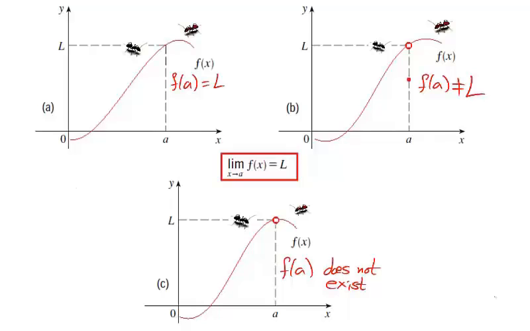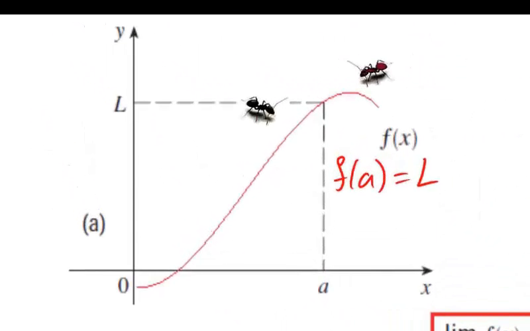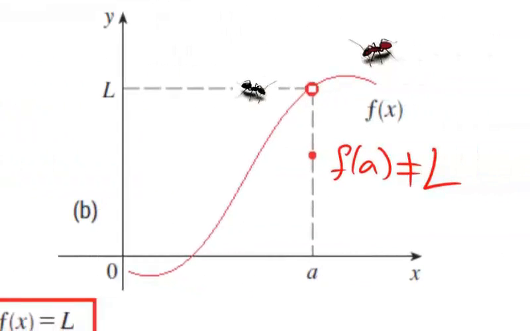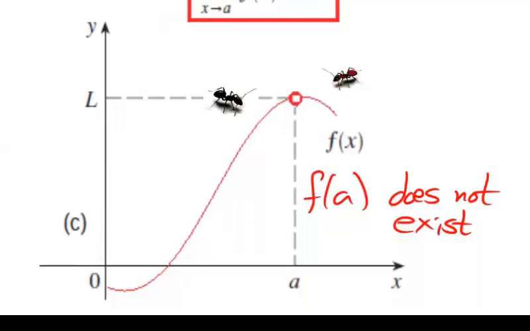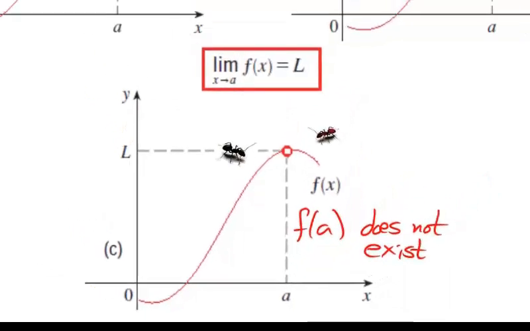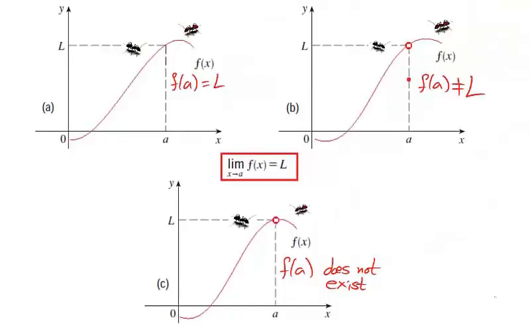There are three scenarios in which a limit exists and is equal to a value L. In all three, lefty and righto meet at x equals a. In the first scenario, the actual value f of a exists and is L. In the second scenario, the actual value exists, but is not L. And in the third example, the actual value does not exist. It is important to note that the limit and actual value are separate concepts and do not necessarily coincide. However, we are interested in when they are equal. We call this continuity. We'll discuss more about this later in the chapter.